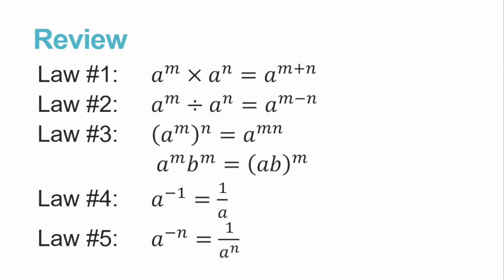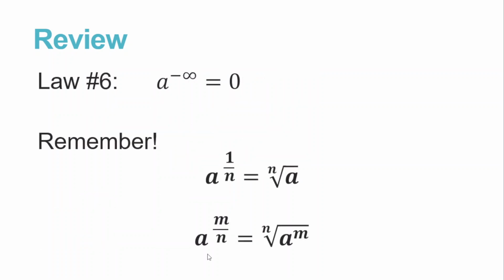But if you have different bases with the same exponent, you can combine them into a single exponent. That is the second part of law number 3. On our law number 4, if we have a number raised to -1, that will always be equal to 1 over that number. And if we have a number raised to a negative integer, it will always equal 1 over a raised to that number on the exponent.